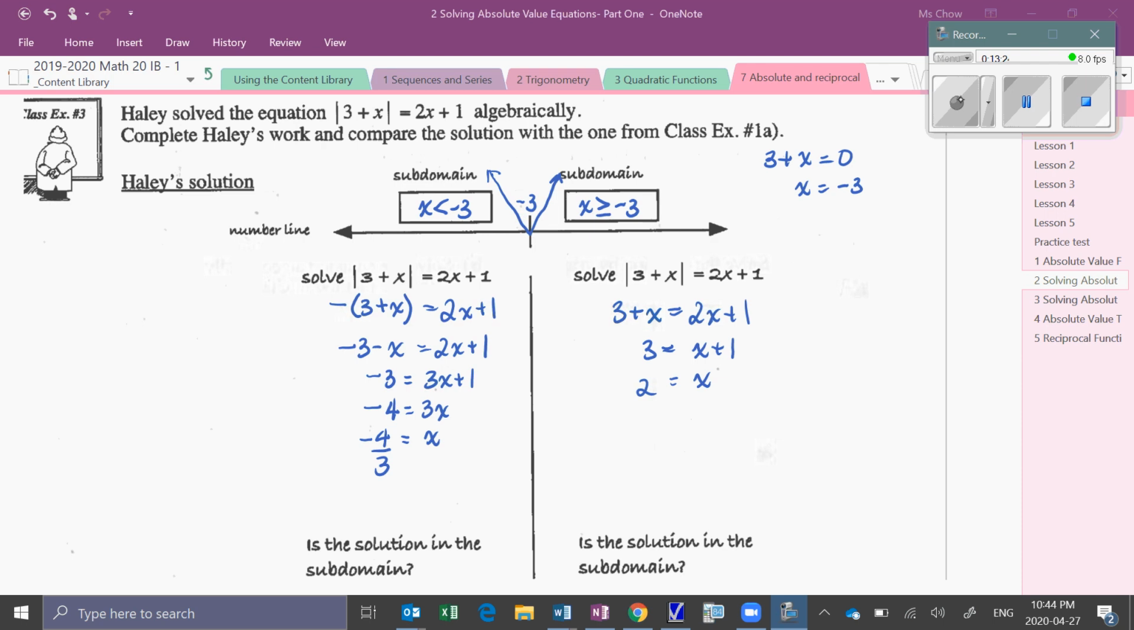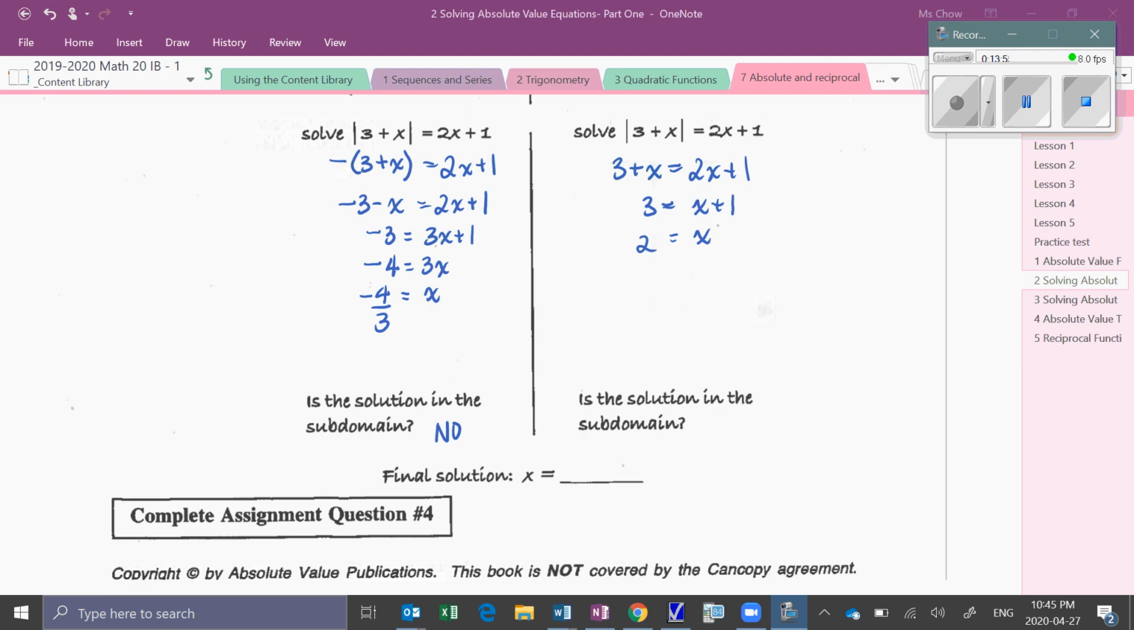Okay, so when we take a look at that, on the left side, in that subdomain x less than negative 3, we get x equals negative 4/3. Is negative 4/3 within that subdomain, less than negative 3? No, negative 4/3 is not less than negative 3. And so is it a solution in the subdomain? The answer to that would be no.